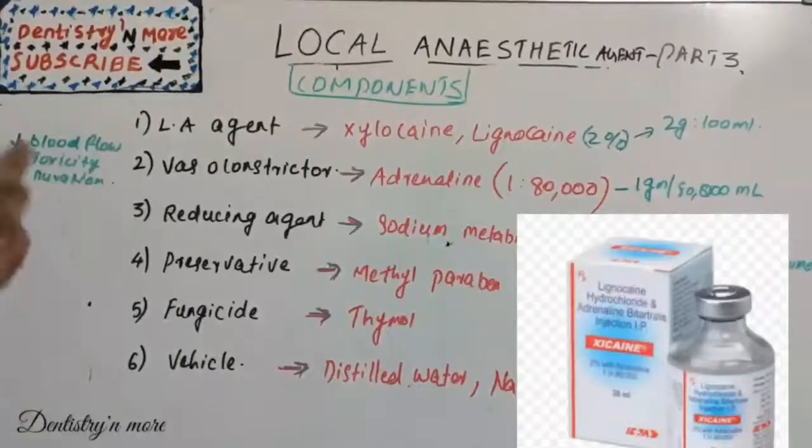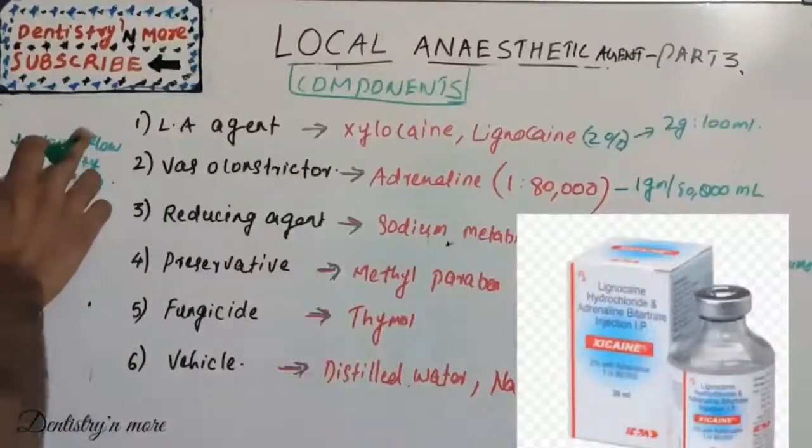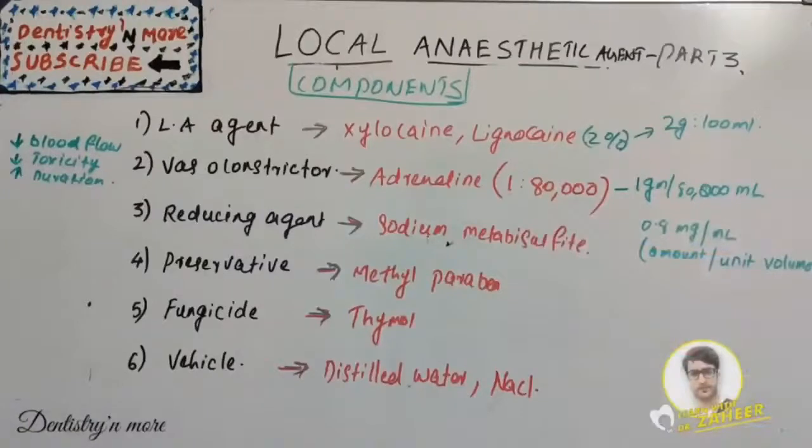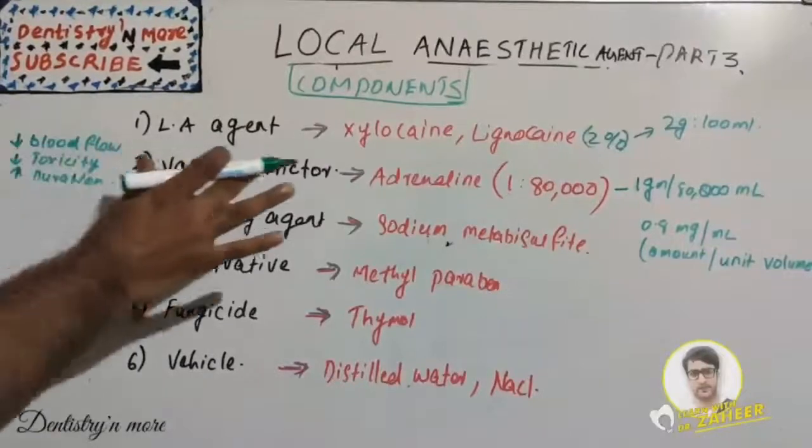So on a shot, it does three jobs. One is to decrease the blood flow to the injection area, then decrease the toxicity because it slows the absorption into the cardiovascular system, and also increase the duration so that it stays around the nerve for a longer period of time. So what is the role of vasoconstrictor?